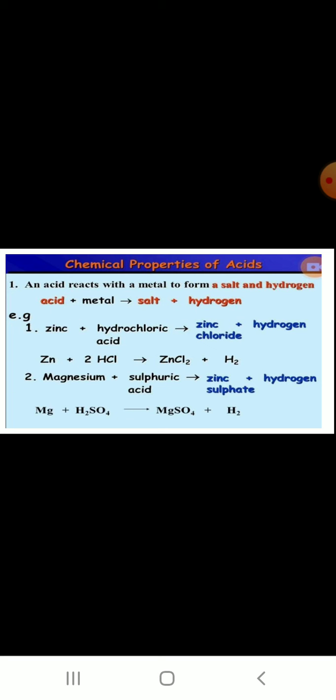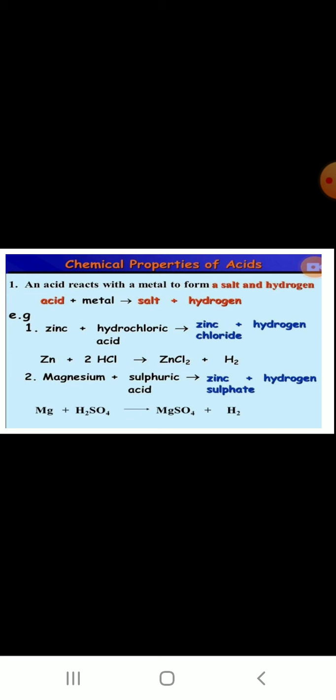Acids usually react with metals. First one, what is the reaction of metals with acids? Usually acid reacts with a metal to give salt and hydrogen. Look at the equation: zinc plus hydrochloric acid gives zinc chloride and hydrogen. Zn plus 2HCl gives ZnCl2 plus H2. So H2 gas is released in this reaction.